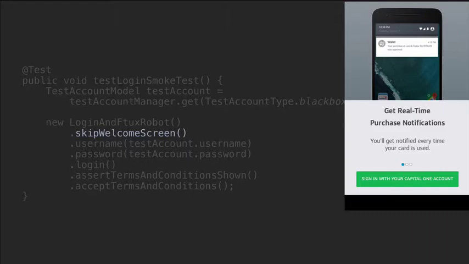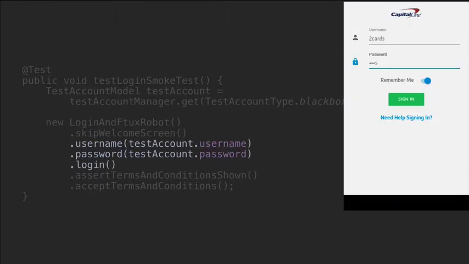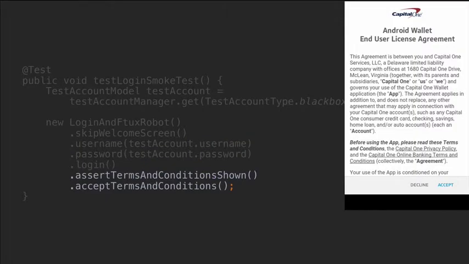So here we're going to skip the welcome screen. We're going to enter the username and password information, press the sign in button, and then check that we saw the terms and conditions and accept it. One additional point is that each of these methods, like assert terms and conditions, or even skip welcome screen, have assertions embedded inside them as well. So we're going to be doing extra checks beyond what you see listed here.